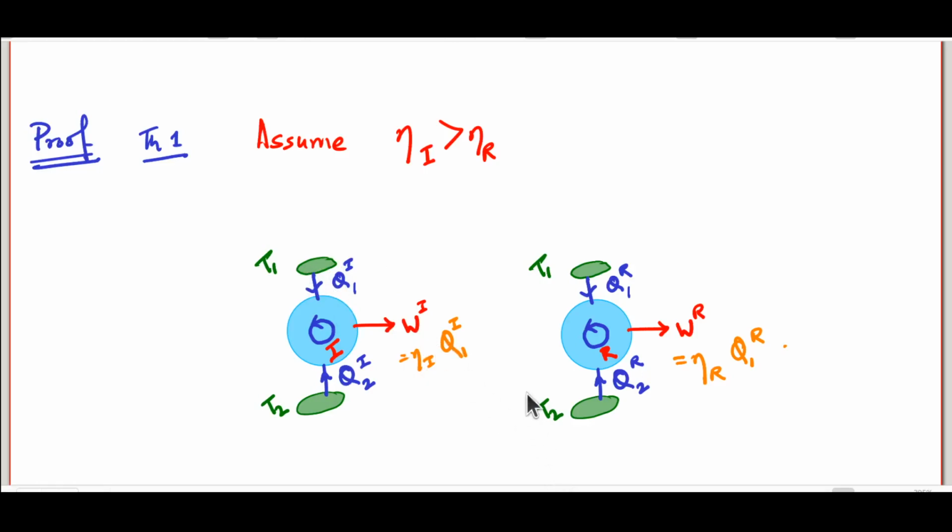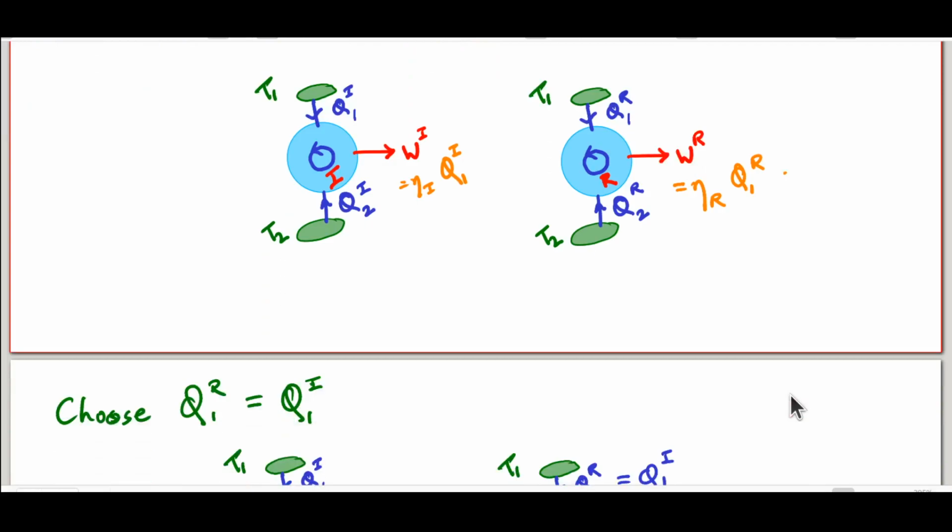You have something very similar for our reversible engine. Q1R is the amount of heat taken in from the hotter reservoir. Q2R is taken in from the colder reservoir, but remember that's actually a negative amount of heat, so it's really being rejected to the colder reservoir. And the amount of work done is eta R times Q1R. Efficiency times the heat taken in.